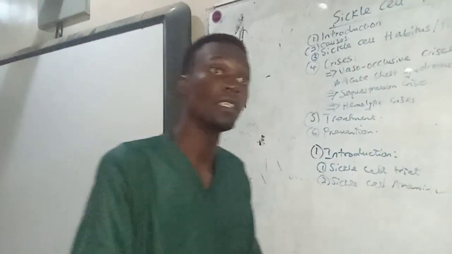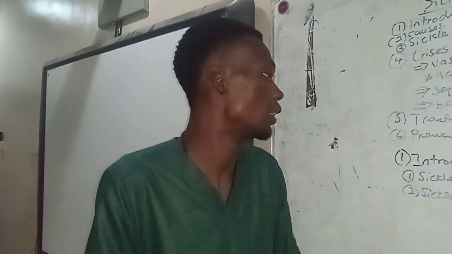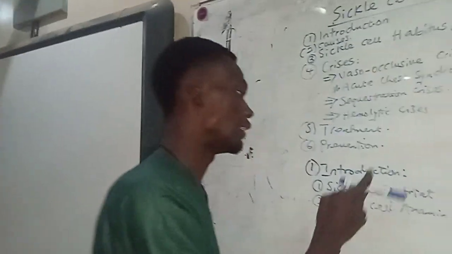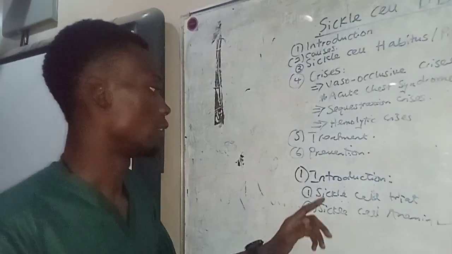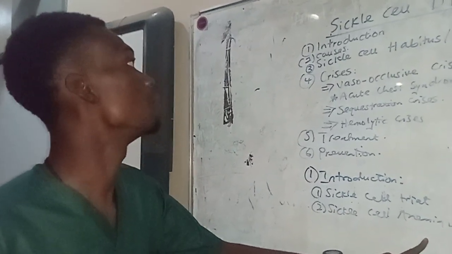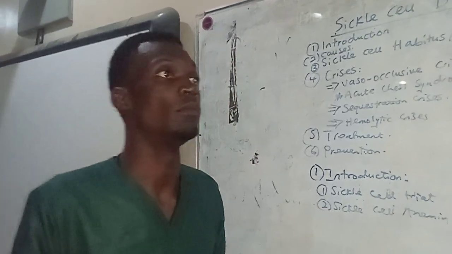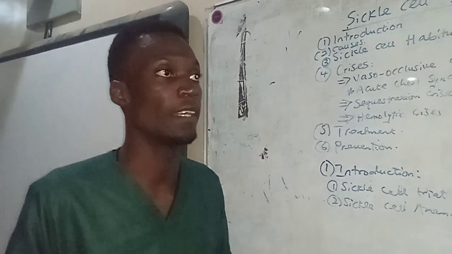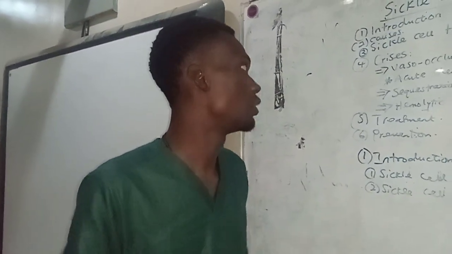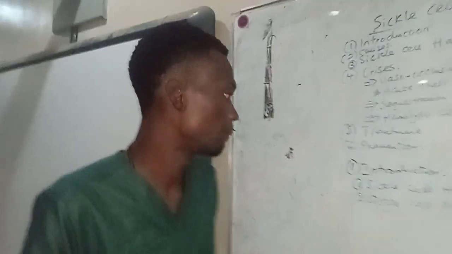So sickle cell disease generally, they are autosomal recessive disorders that usually affect people around the world. So most times it's usually more dangerous in Africa or sub-Saharan Africa because of the factors. In Nigeria, sickle cell disease is more common in the north, especially Kano.